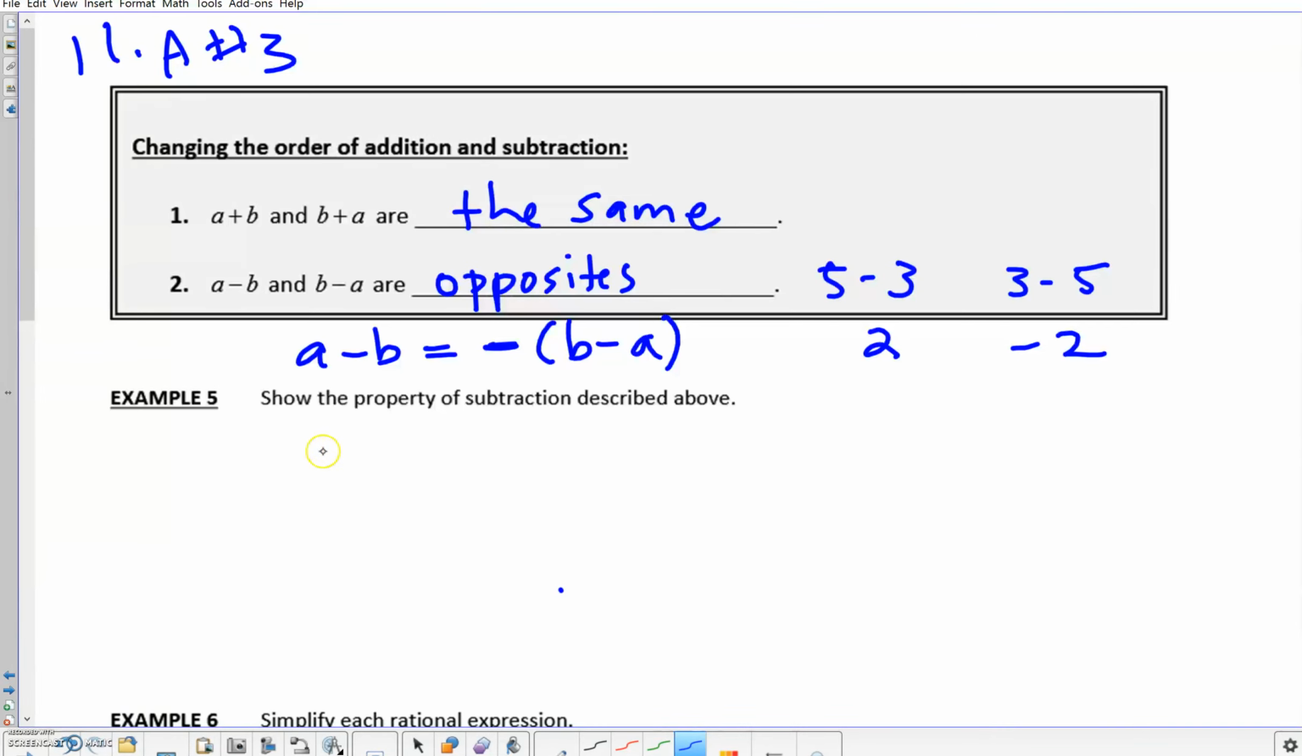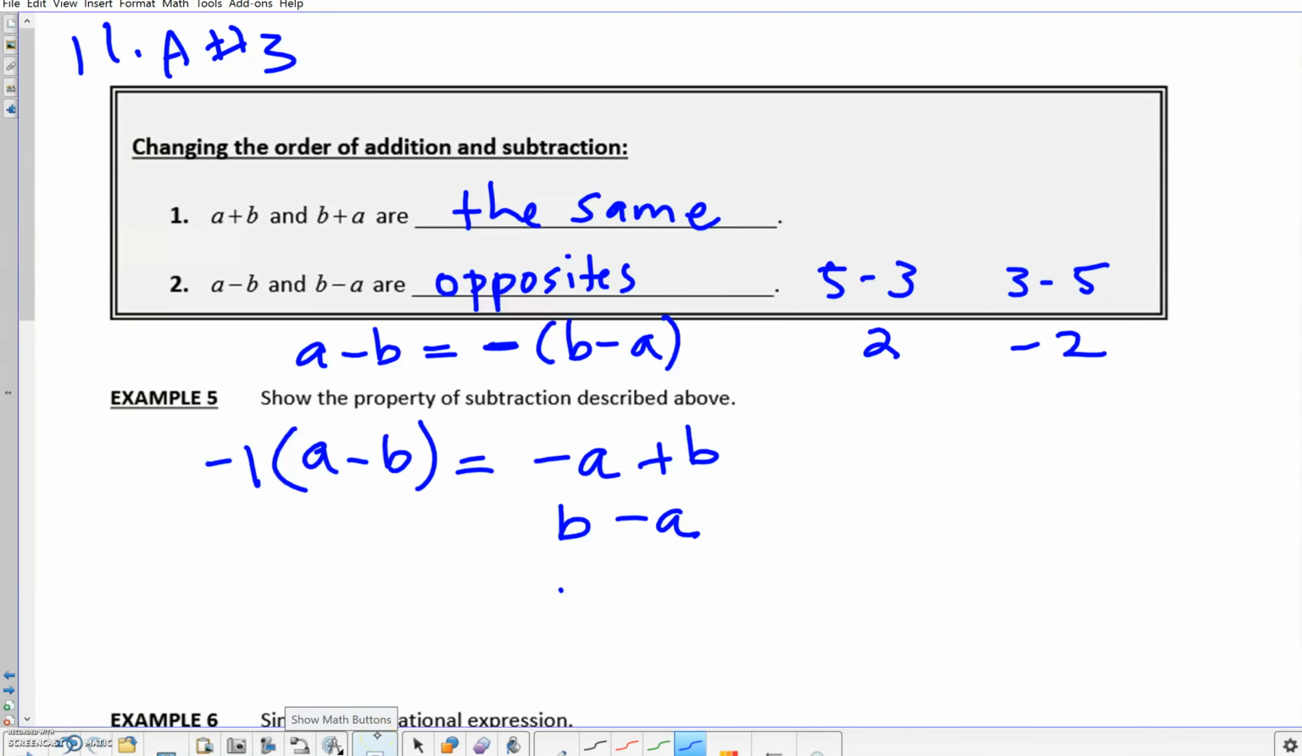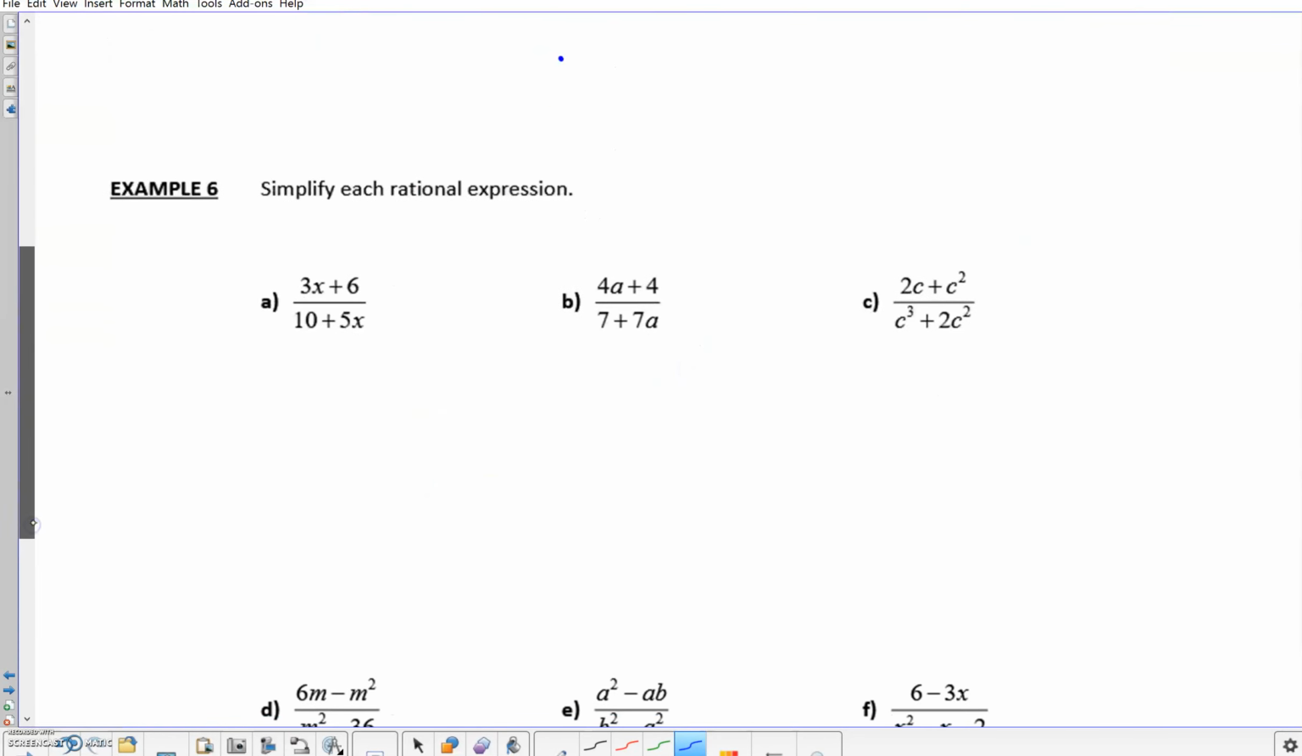So if I start off with A minus B, and I take the negative of it, so I'm going to multiply it by negative 1, that's going to give me, when I distribute, negative A, and negative times negative is a plus B. So negative A plus B, I can switch their order and put the B in the front and the minus A in the back, and I end up with B minus A. So B minus A and A minus B are negatives of each other. All right, so we're going to use that when we do our simplifying.